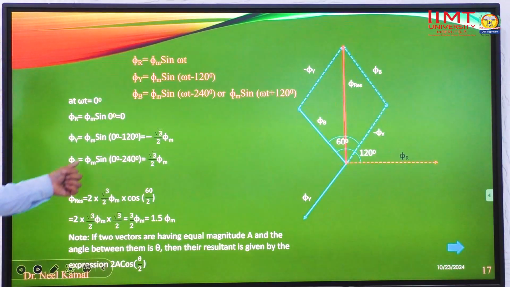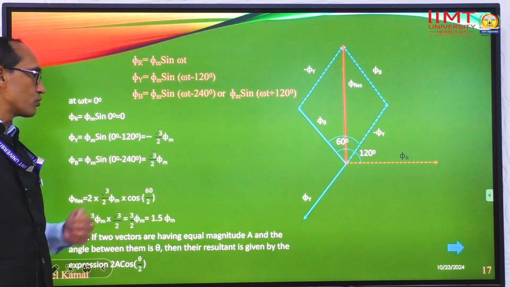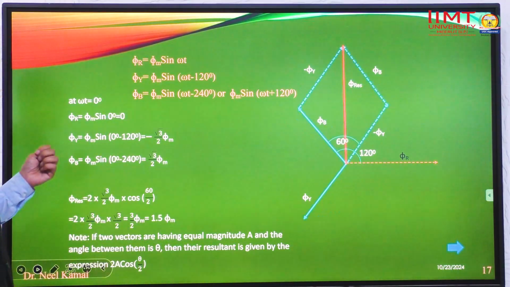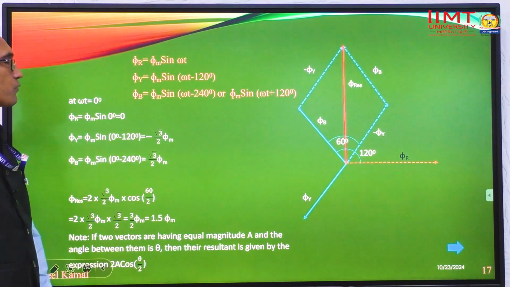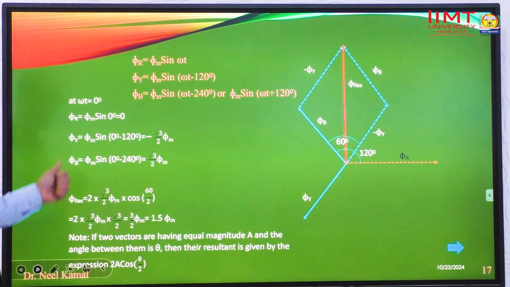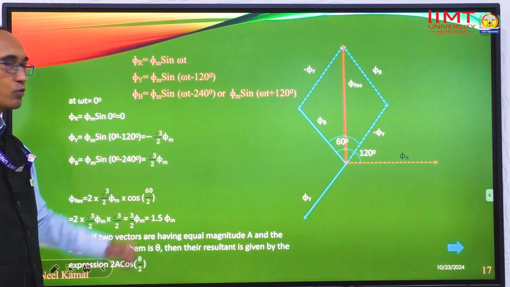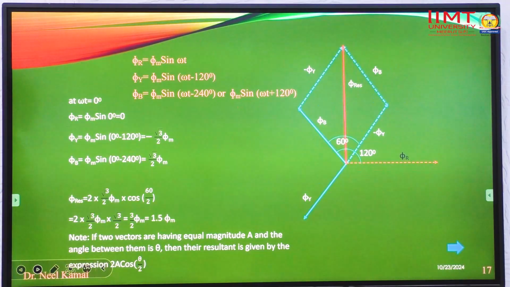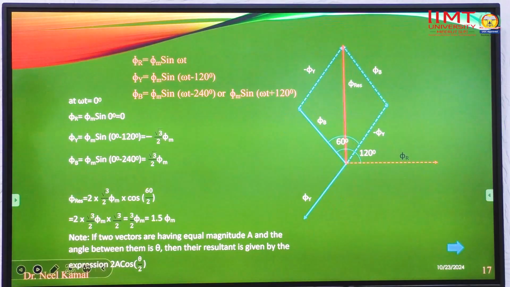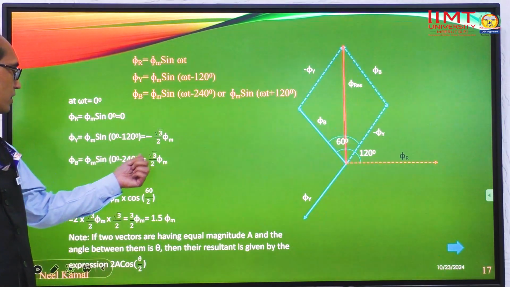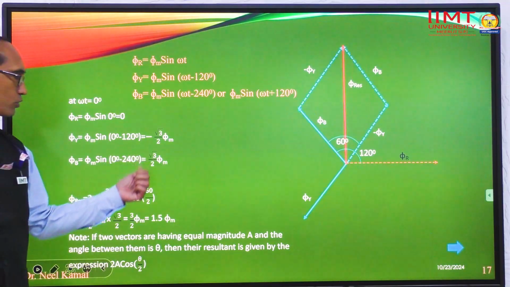Now phi b is phi m sin (0 degree minus 240 degree), because we are putting omega t equal to 0. First of all, if omega t is equal to 0 for all these three vectors, what will the exact values be? Phi r is equal to 0, phi y again is minus root 3 upon 2 phi m, and phi b is equal to phi m sin minus 240, or we can say phi m sin plus 120, because 360 minus 240 degree is equal to 120 degree. So phi m sin 120, and its value will be root 3 upon 2 phi m.